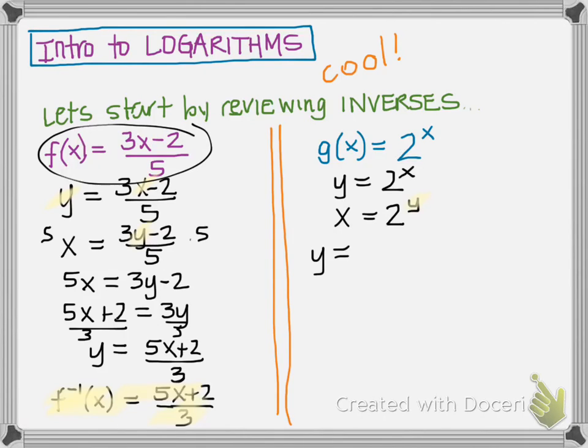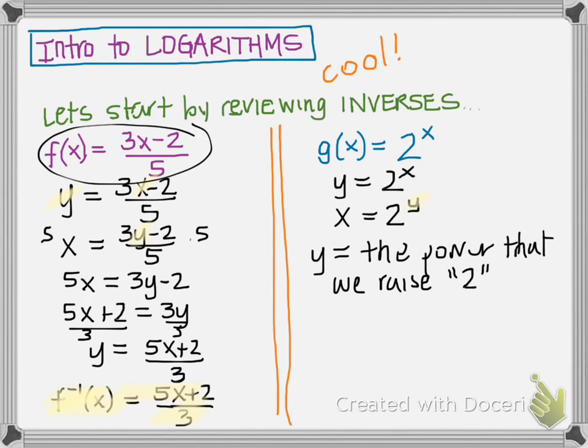What we are trying to say by isolating y is that y is the power that we raise this number 2 to in order to get x. That's what we're trying to say. We just don't really have a way of algebraically saying that yet.